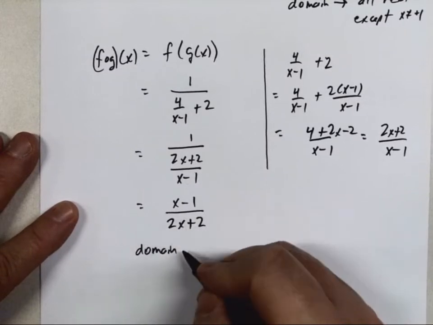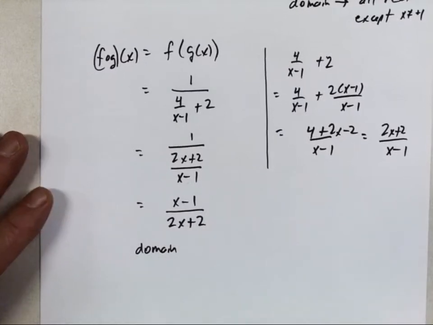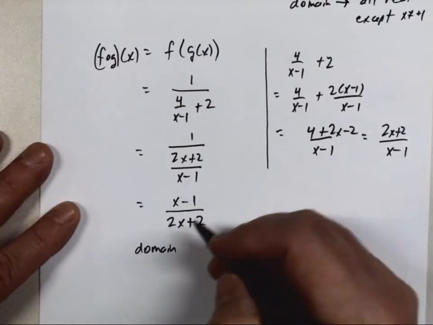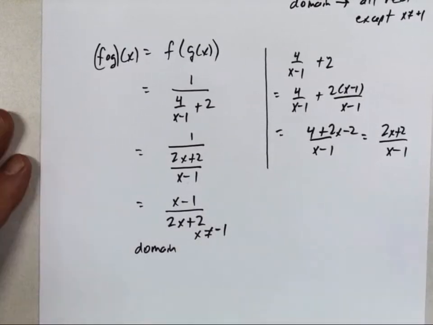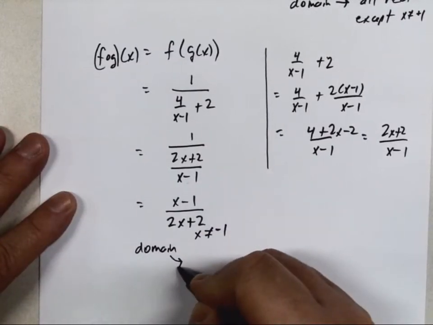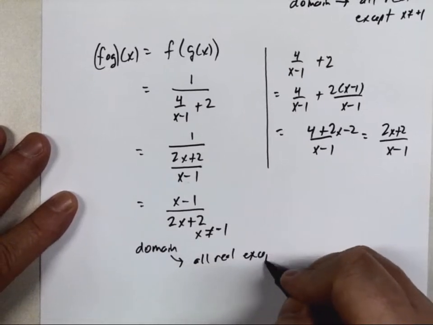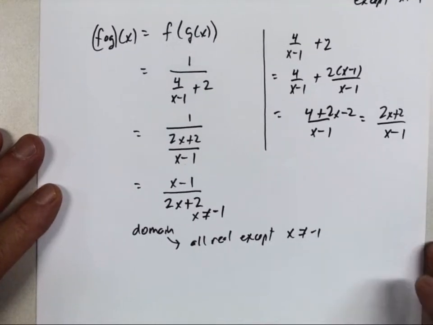Here I have a variable in the denominator. So what? I have to be very careful that the denominator never equals 0. What value of x would cause that denominator to be 0? x cannot be negative 1. So the domain is all real numbers, and x cannot be negative 1.